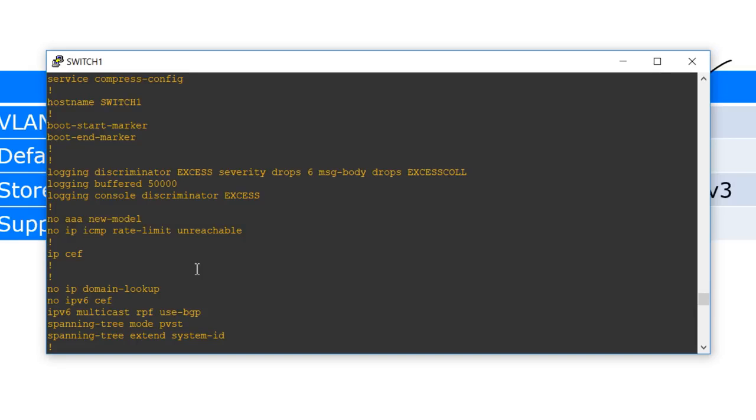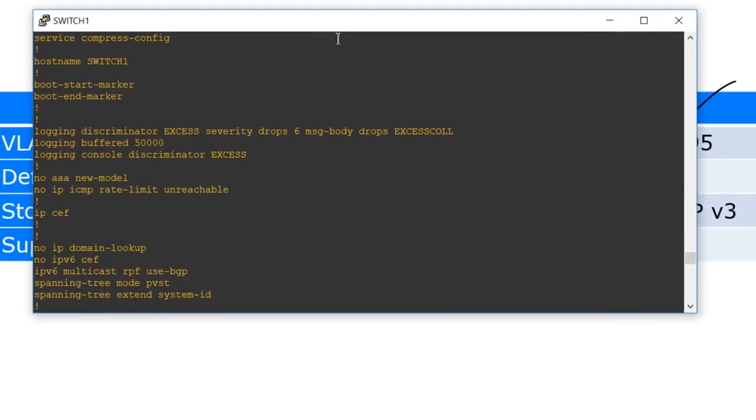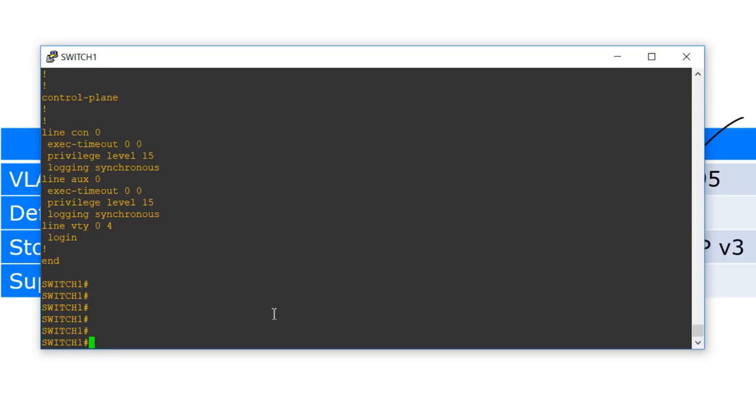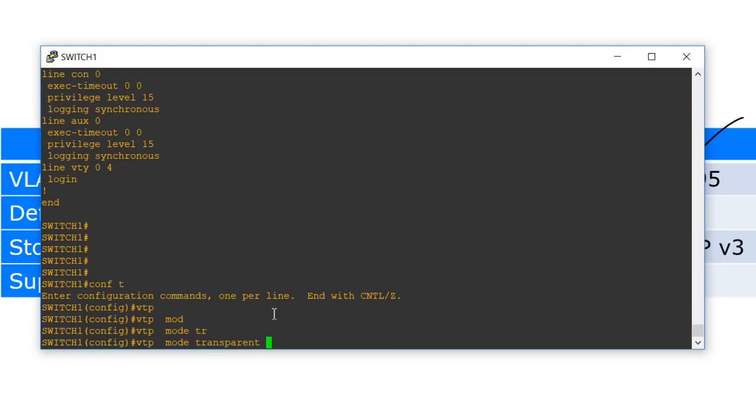So remember this VLAN database: if it is a normal VLAN and if VTP is running, it's stored in the VLAN database. And now let's say I configure terminal, VTP mode transparent. Like I said, in older devices you can only do VTP mode server, client, or transparent. Transparent literally means it is not operating, so it's like mode off.